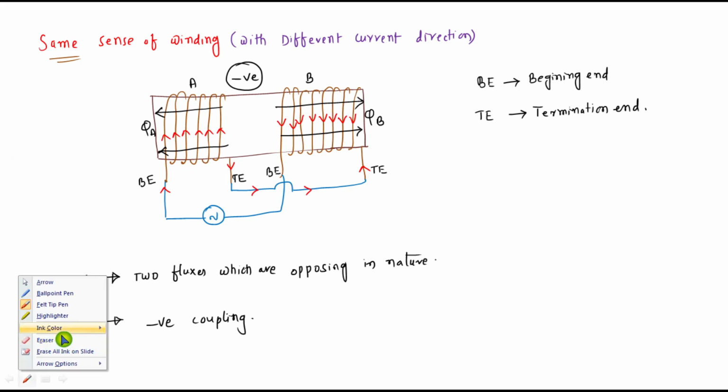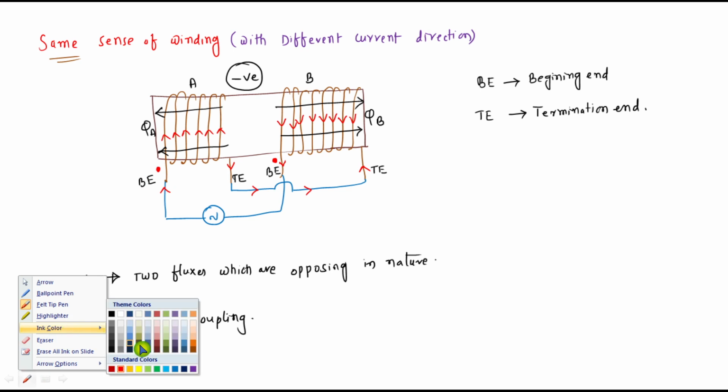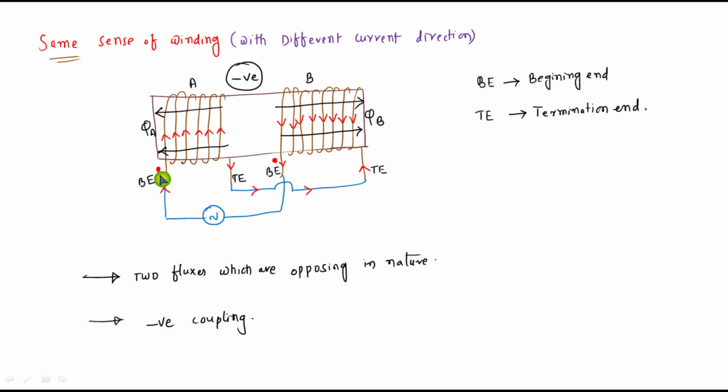So with respect to dot convention, we have to tell. Now I am going to choose again the beginning end of coil A and coil B. Here is the dot, like that. Here is the dot. Then you have to see the current direction in coil A and coil B. With respect to coil A, the current is entering a dot in coil A and the current is leaving at this dot in coil B. So in coil A the current is entering a dot, but in coil B the current is leaving a dot. So obviously the coupling is what?